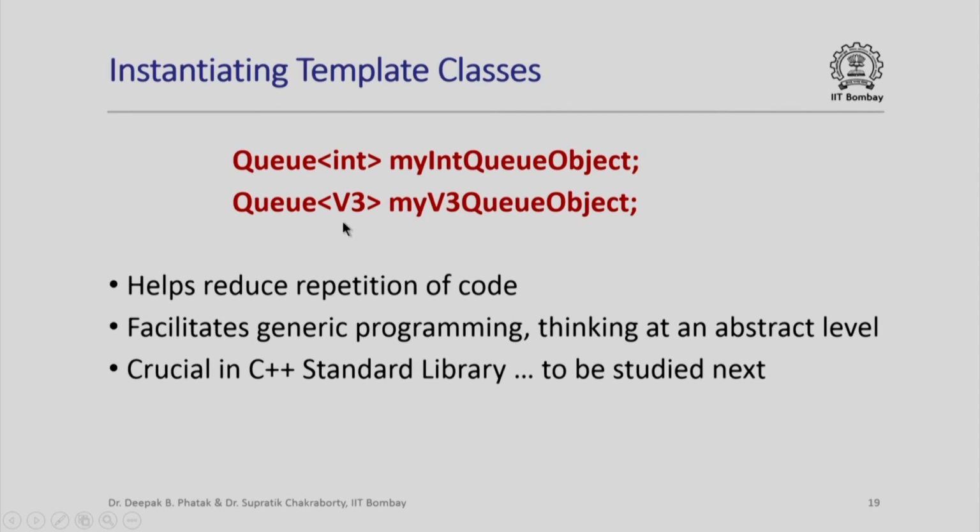So you see that by using template classes I can help reduce repetition of code. This indeed facilitates generic programming. It allows us to think at a more abstract level. I can think about Q of a generic data type rather than Q of an integer or Q of class v3, and as we will see next when we study the C++ standard library, using templates is crucial when we use the C++ standard library.